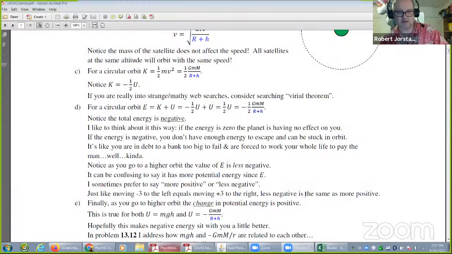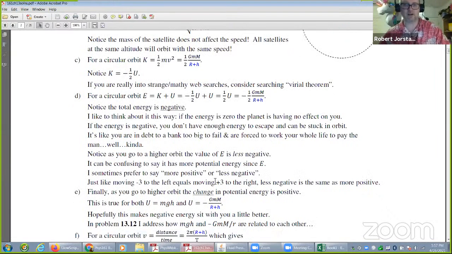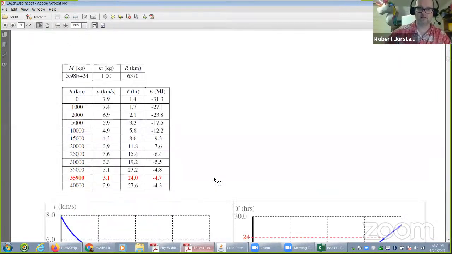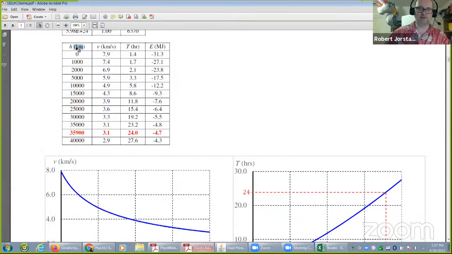So let me see here. Whoops, let's go to this one. I think it's right here. I did some plots here. Notice if you get to this special altitude of about, there it is, 335,900 kilometers, you end up with a period of 24 hours. So you can imagine that's a pretty cluttered area of space. Everybody wants that radius, right?